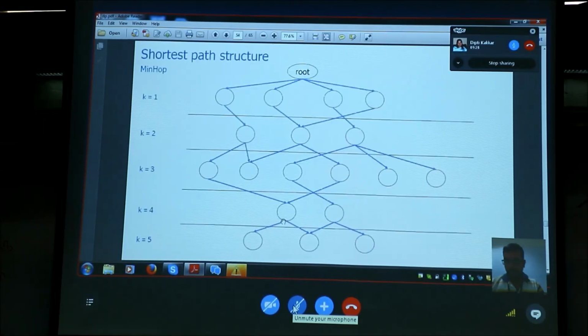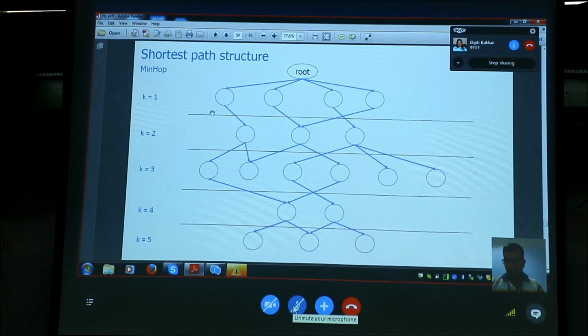So therefore, if you look at the shortest path structure via these min hop paths, it will look something like this. All the people for whom the min hop is k equal to 1, they will sit right next to the root. They can just go from root to them in one go, one hop. Then there will be all these people sitting in the next layer. They'll be at k equal to 2, they go 2 stops. Then there will be people who need 3 hops to get their shortest path. Then the people with 4 hops. Then the people with 5 hops.